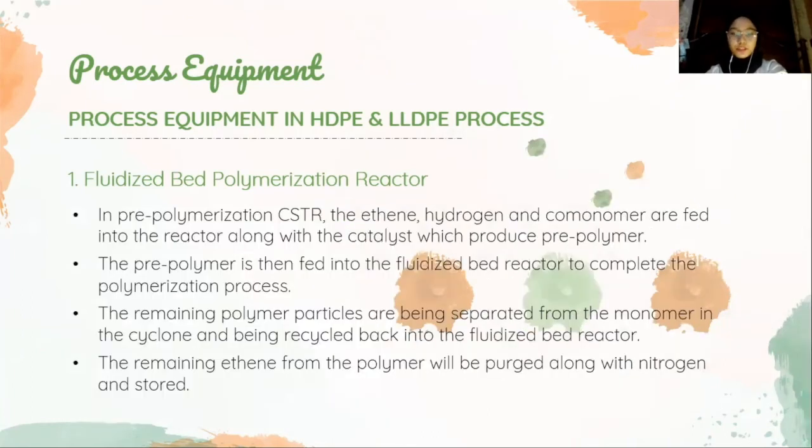In the pre-polymerization CSTR, the ethane, hydrogen, and comonomer are fed to the reactor along with the catalyst, which produces pre-polymer. The pre-polymer is then fed into the fluidized bed reactor to complete the polymerization process. The remaining polymer particles are separated from the monomer in the cyclone and recycled back to the fluidized bed reactor. The remaining ethane from the polymer will be purged along with nitrogen and stopped.